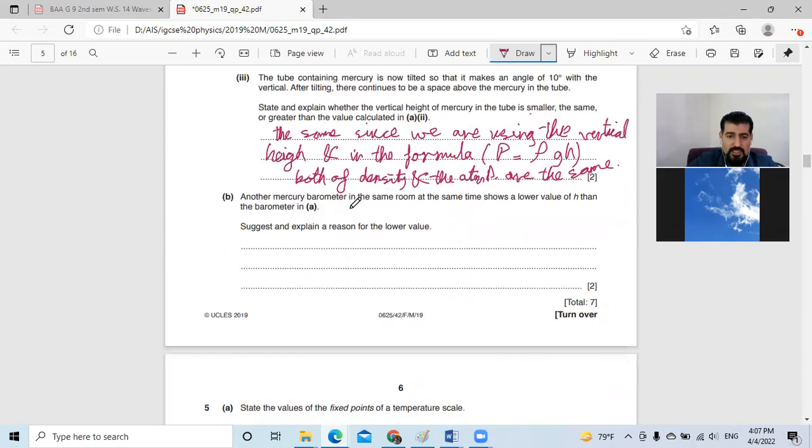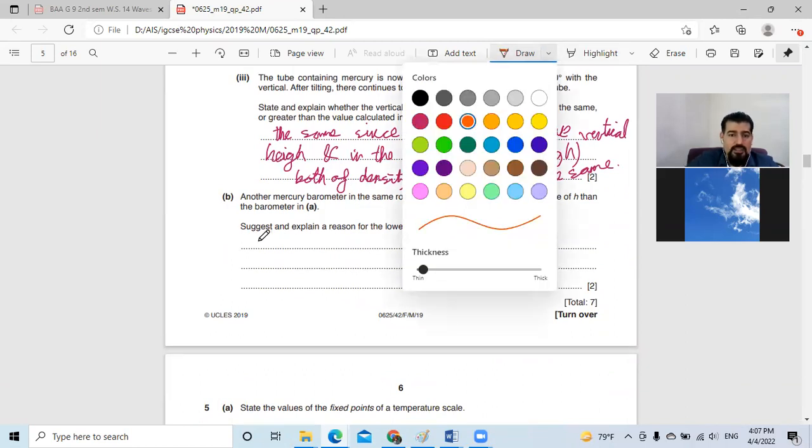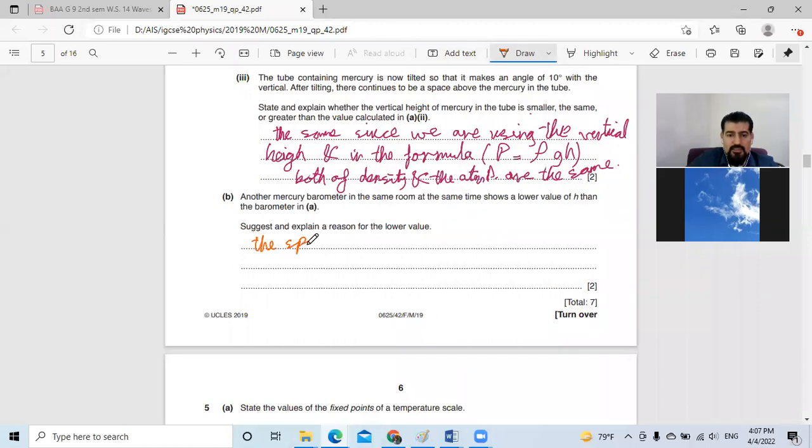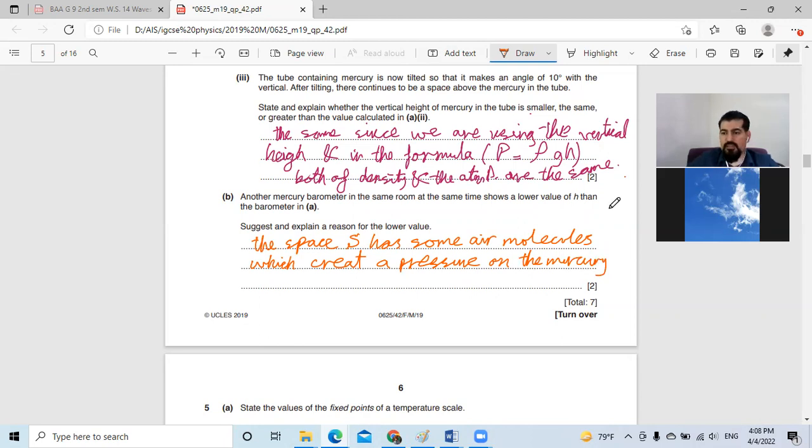So that's one of the suggestions that we can say. Here we can write down that the space X, the space X, sorry, has some air molecules which create a pressure on the mercury. Next.